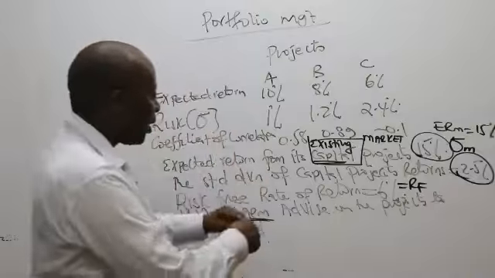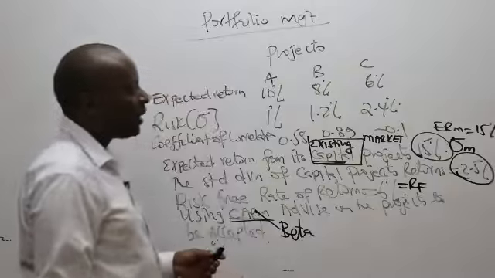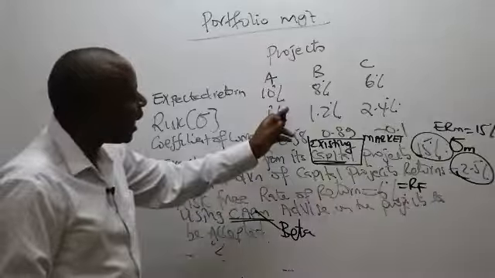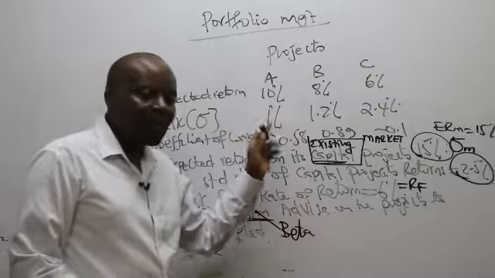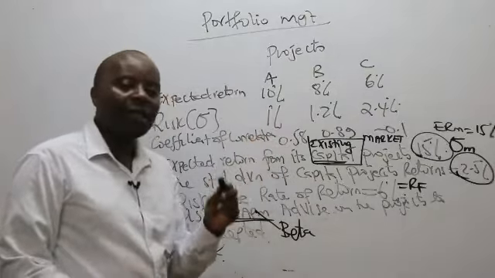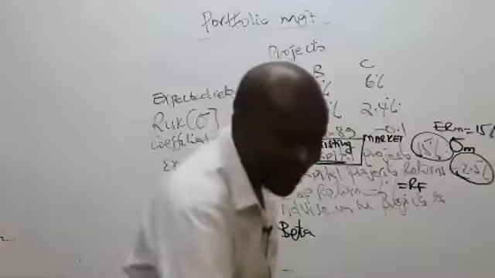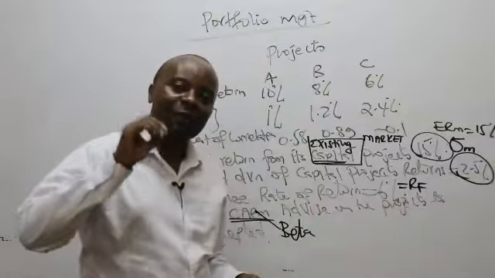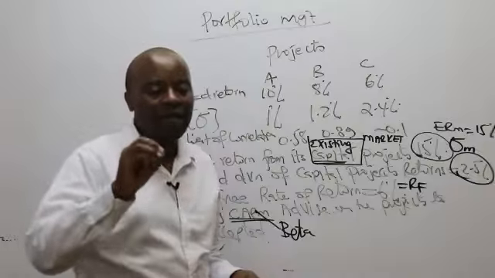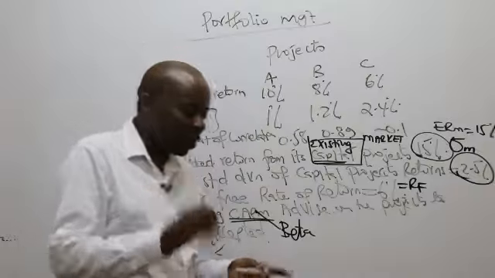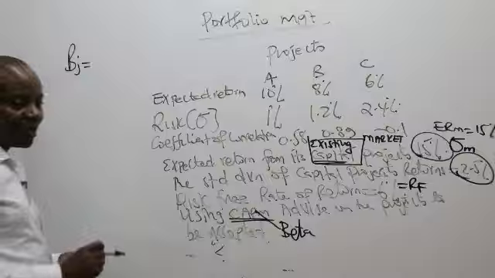In many questions, you will get a situation where the examiner gives you beta directly. But here, this examiner has not given us beta. So if the examiner doesn't give us beta, then ladies and gentlemen, we must calculate this beta ourselves. For us to calculate beta of security J, we know that there are 2 formulas. Who is able to remember those formulas of calculating Bj? Can somebody remind us? Bj equals what?